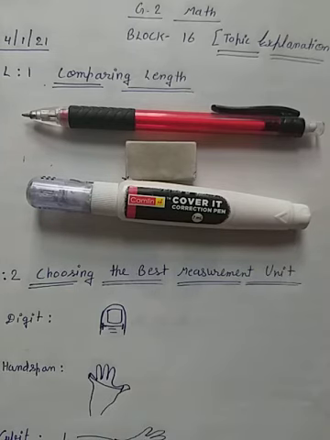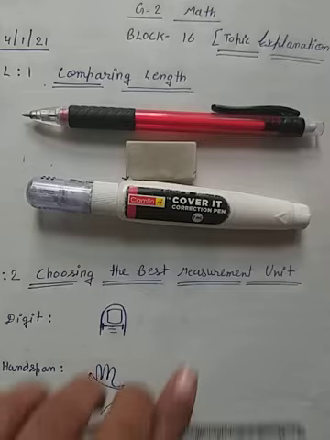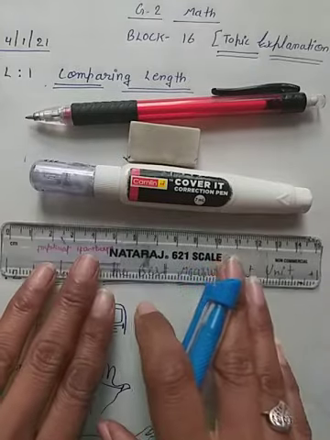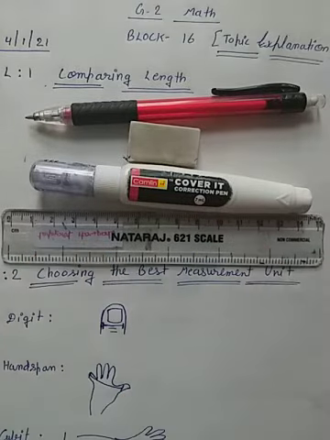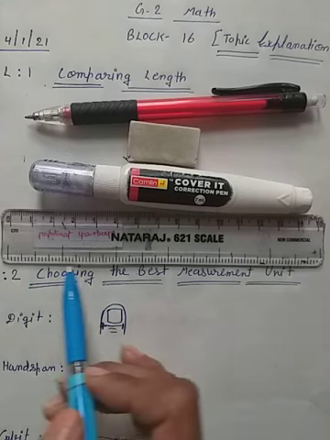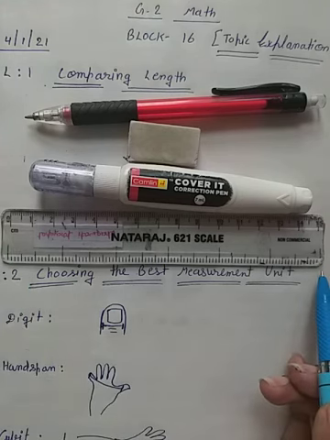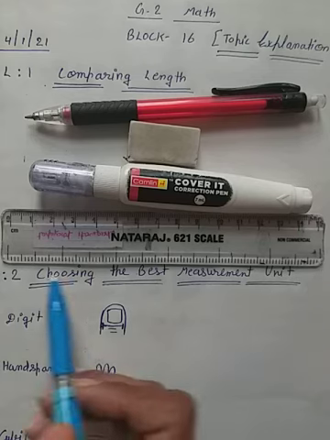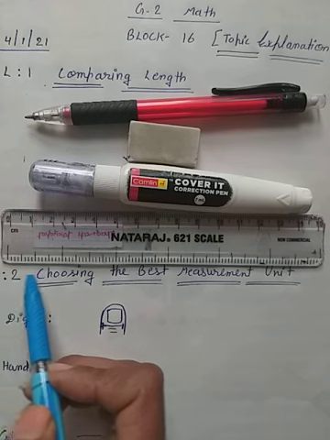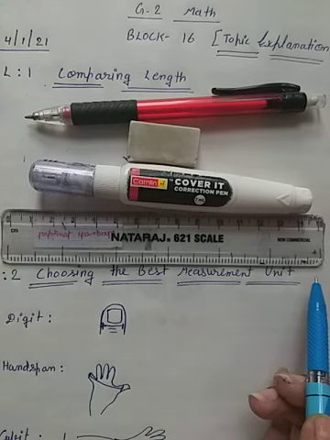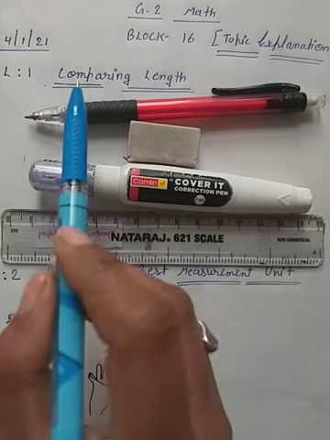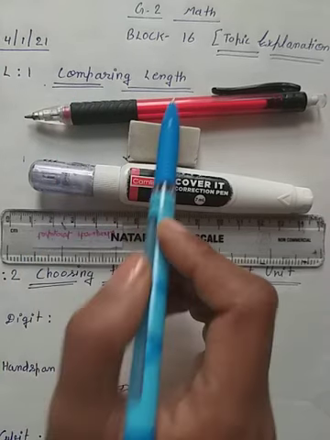Suppose I have a scale. Yes, I have a scale, or we can say ruler also. From starting point till end point, that's called the length of our ruler. We can say ruler also for scale. Okay, now we are doing lesson 1. In lesson 1 we are doing comparing length.